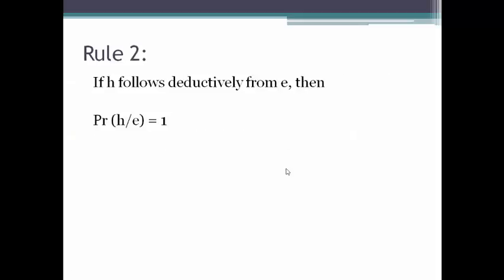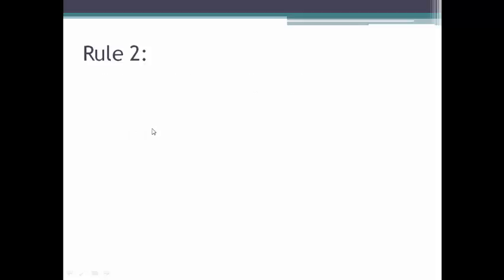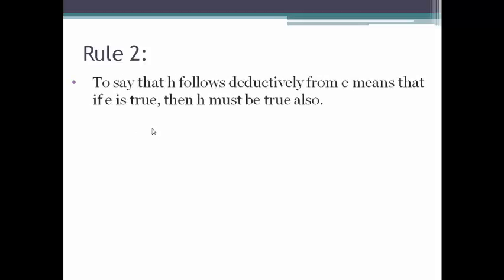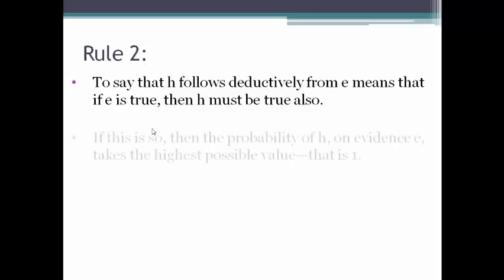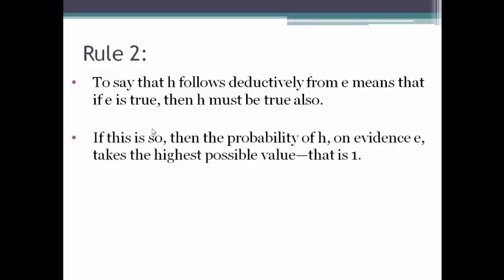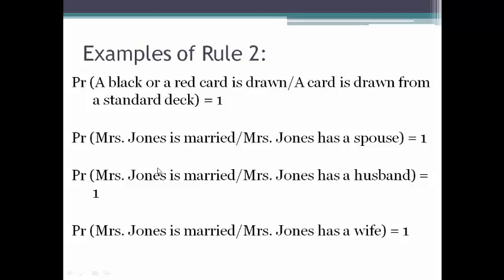If H follows deductively from E, according to our second rule, then the probability of H given E equals 1. This is because 1 applies to anything that's certain to happen. To say that H follows deductively from E means that if E is true, then H must be true also. If this is so, then the probability of H on evidence E takes the highest possible value, that is 1. Let's look at some examples of this second rule.